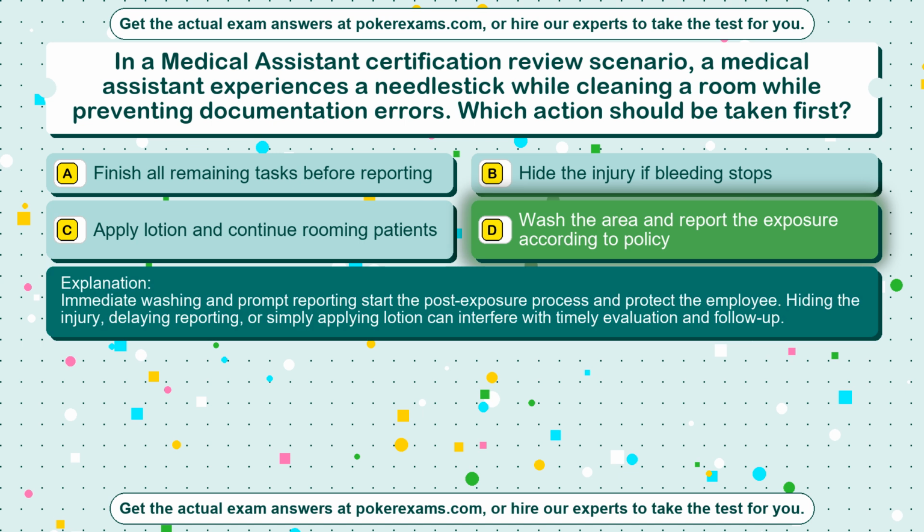Immediate washing and prompt reporting start the post-exposure process and protect the employee. Hiding the injury, delaying reporting, or simply applying lotion can interfere with timely evaluation and follow-up.